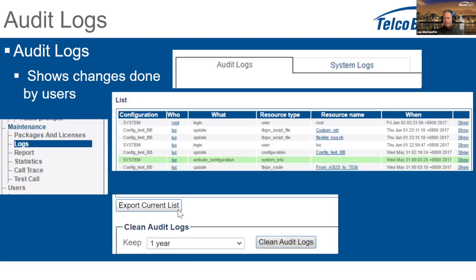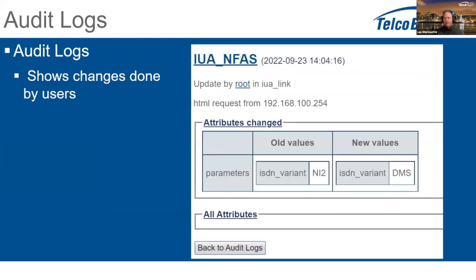And if you click here on show at the right side here, you will see something like this. The example I gave here is I'm using the IUA NFAS on our system, and you can see who updated it and in what module, who made the request, so the IP of who made the request, and then what was changed.